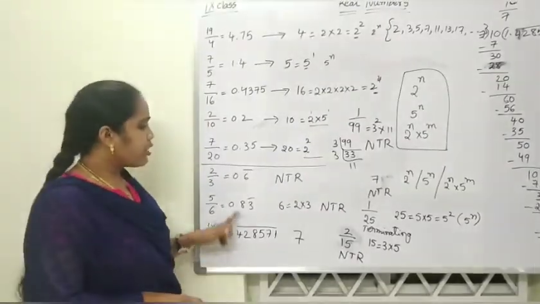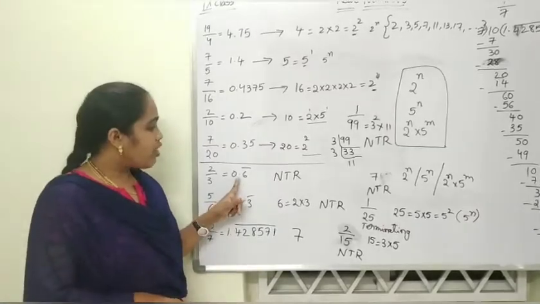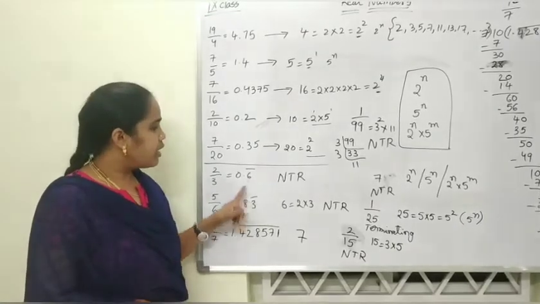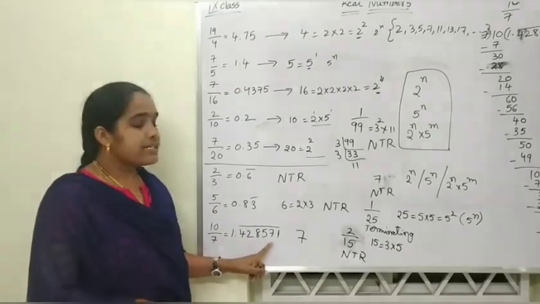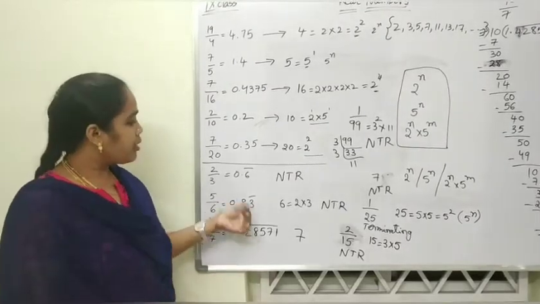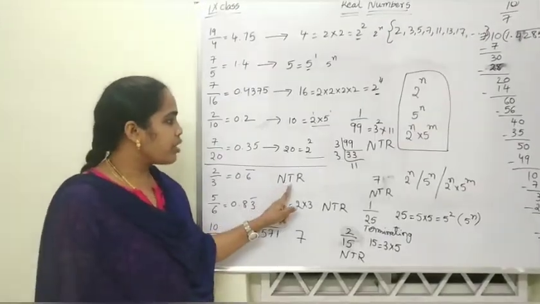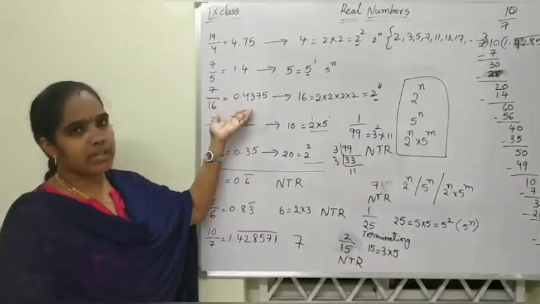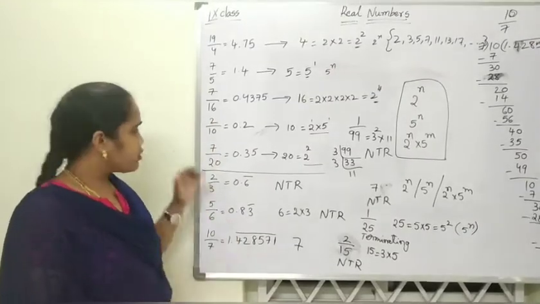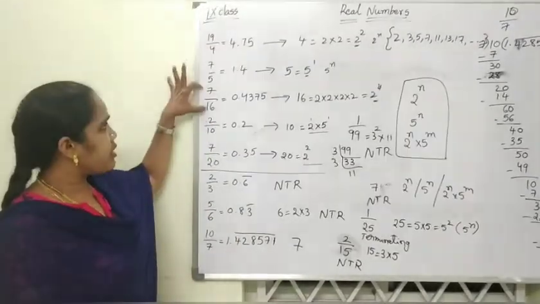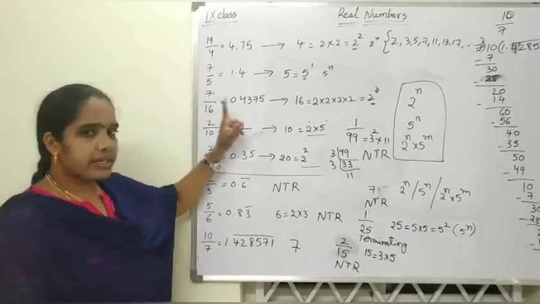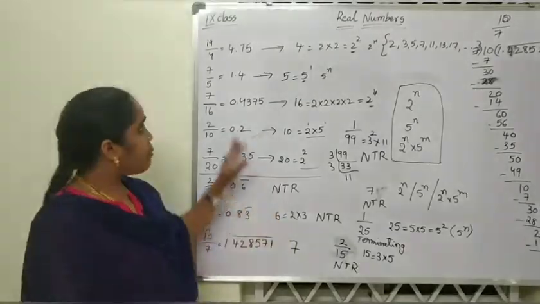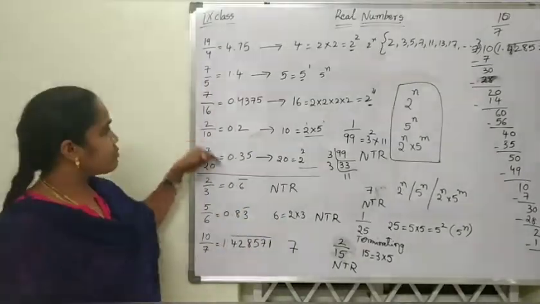These are non-terminating recurring decimals. That means after the decimal point, some numbers will be repeating, some numbers will be recurring. Here one number, here one number, here 6 numbers are repeating. If any number is repeating, then those are non-terminating recurring decimals, or else those are terminating decimals. Two types of decimals. Any rational number we can represent as either terminating decimals or non-terminating recurring decimals.